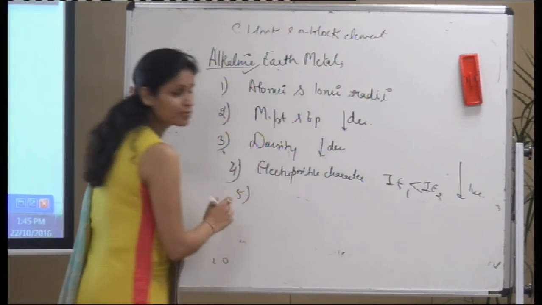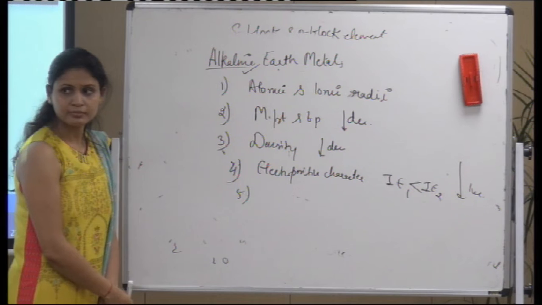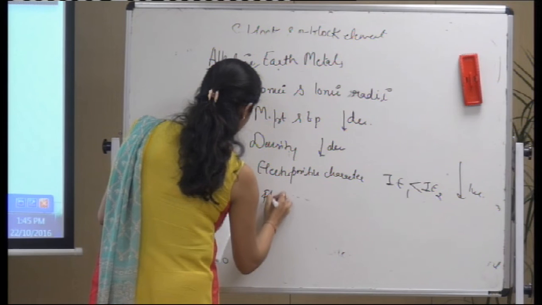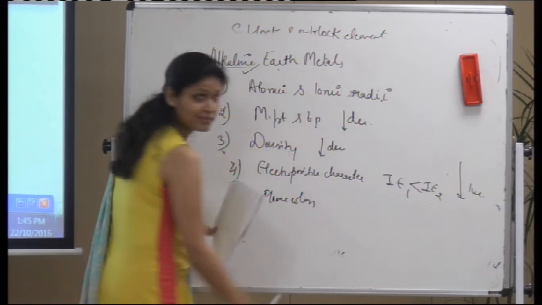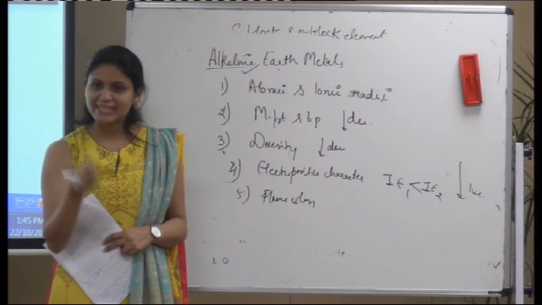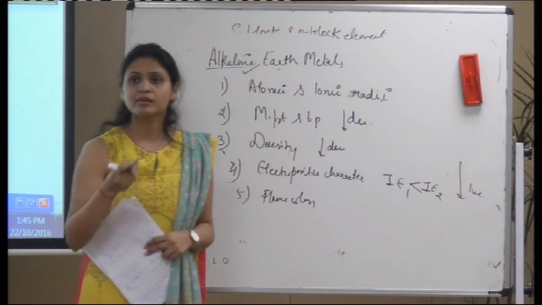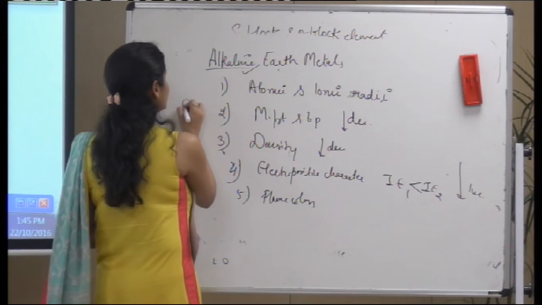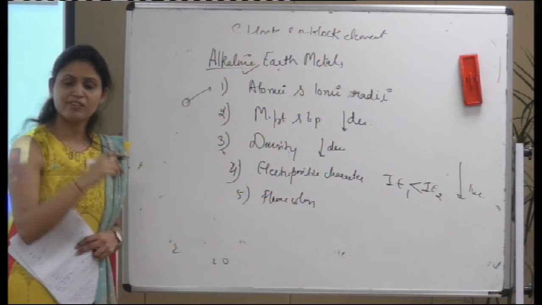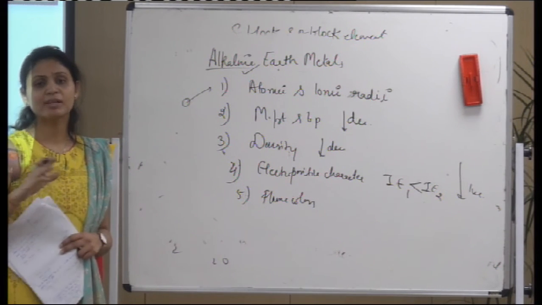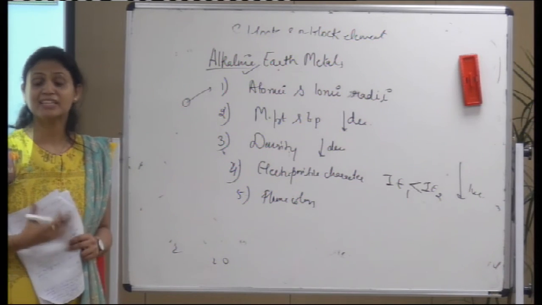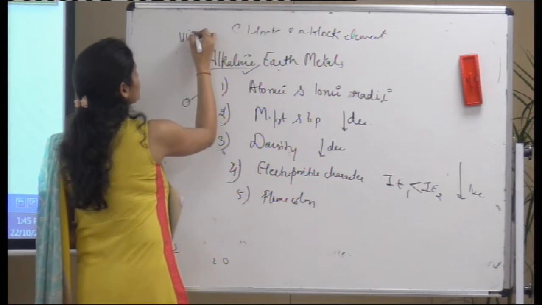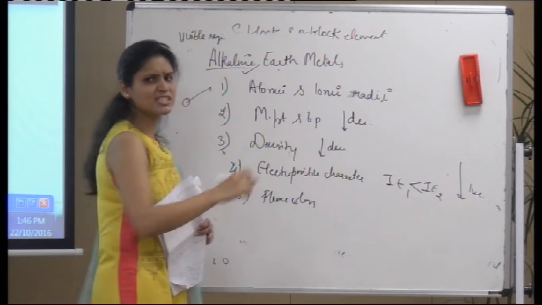Then the next property was flame colors, right? Flame colors means when any alkali metal or alkaline earth metal is put to flame, they impart colors to the flame. That means their electrons get excited to a higher energy level, and while returning back to the original state, they emit energy in the form of colored light, which we call the visible region. All of you are aware of the UV region, visible and infrared region, right?